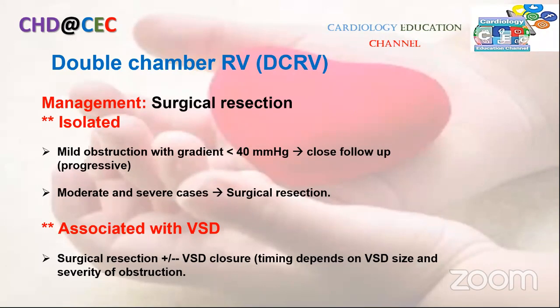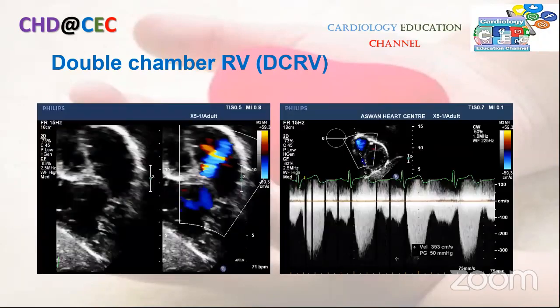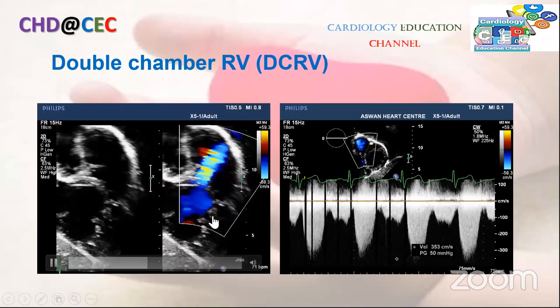We need to comment here on whether you have a severe TR in these cases and an estimated RV systolic pressure that is high. In this patient, whether associated with a VSD or not, this doesn't reflect the pulmonary artery pressure. So in cases of DCRV, if you get a tricuspid regurgitation, you can estimate the RV systolic pressure.